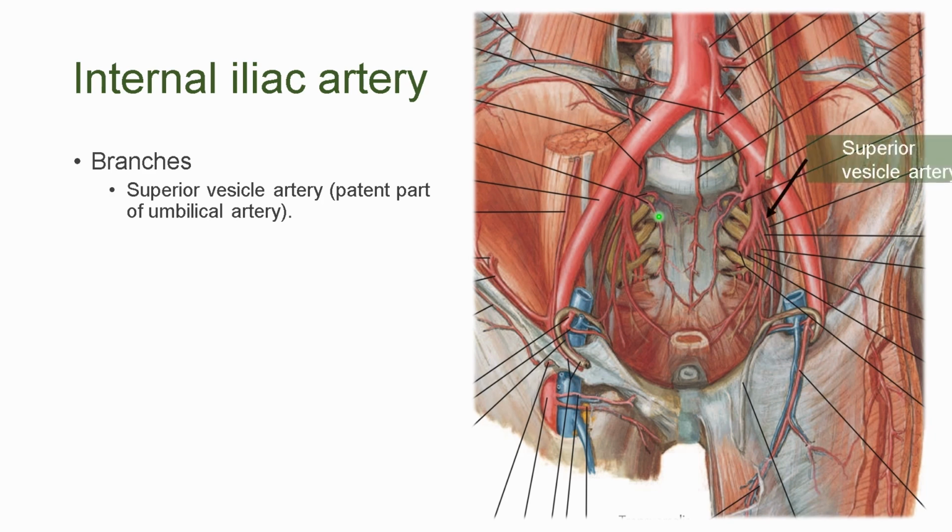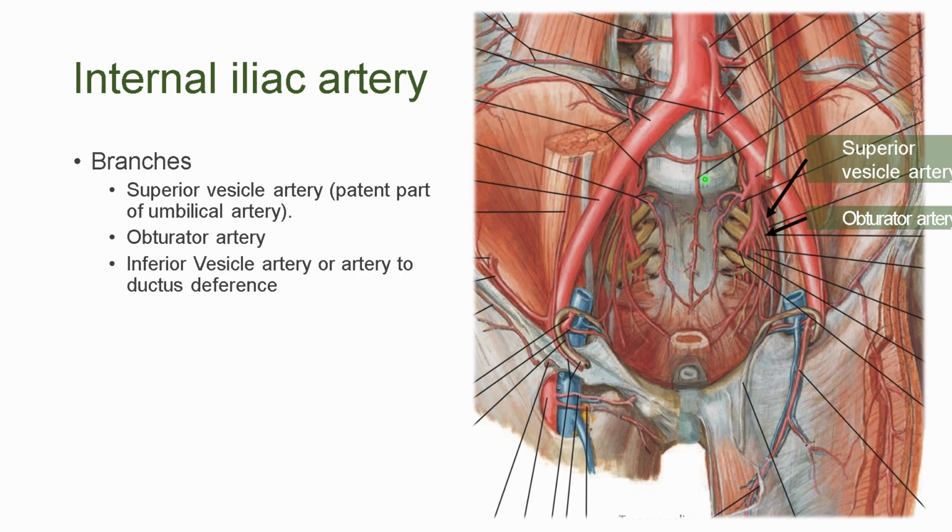Here you can look at the first branch, that is the superior vesicle artery. It is an anterior branch of the internal iliac artery. The second branch of the internal iliac artery is the obturator artery, which supplies the structures of the medial compartment of the lower limbs. Here you can see the inferior vesicle artery, or artery to the ductus deferens, which is the third branch. It supplies, as the name suggests, the inferior part of the urinary bladder.